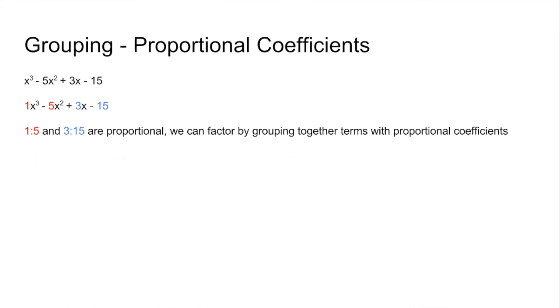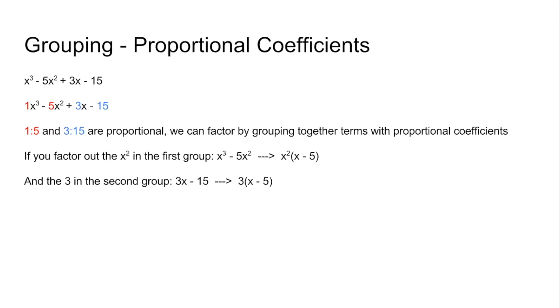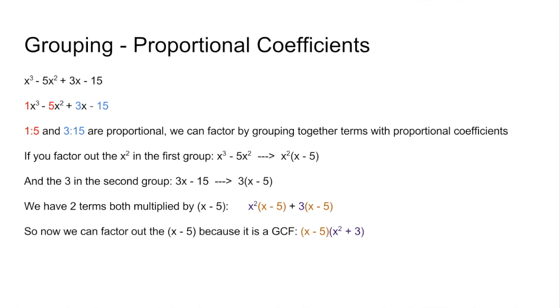so this means we can factor by grouping the terms together. In the first group, you can factor out x squared, and this will give you x squared times parentheses x minus 5. And then in the second group, you can factor out a 3, and this will give you 3 times parentheses x minus 5. So now we have two terms, and both of them are multiplied by x minus 5. Since they're both multiplied by x minus 5, we can factor that out as a GCF. Now that expression is factored into x minus 5 times x squared plus 3. And note that this is just factoring the expression, not solving an equation.